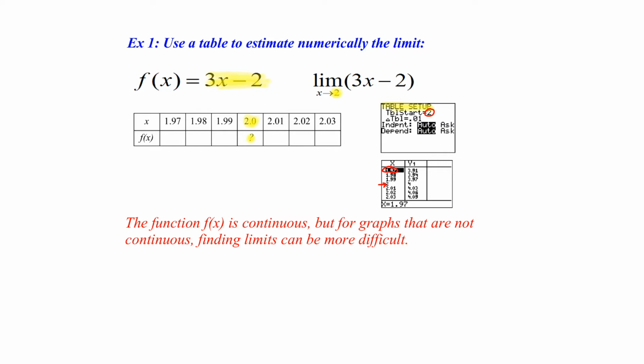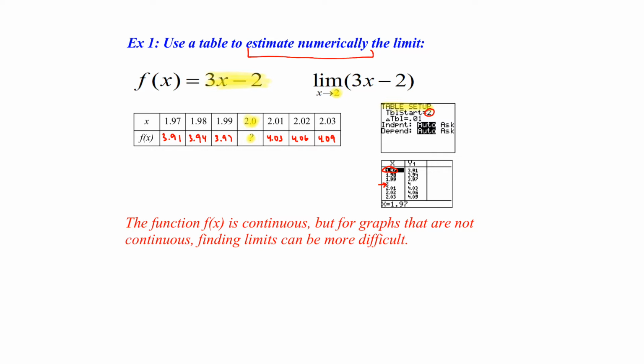So we're going to fill out the table. When x is 1.97, y is 3.91. When x is 1.98, 3.94. And when x is 1.99, we get 3.97. Now, as I said, we don't care what happens at 2, so that's going to stay the question mark. Then at 2.01, it's 4.03. At 2.02, it's 4.06. And at 2.03, it's 4.09.